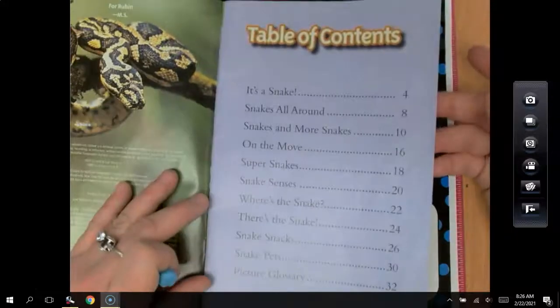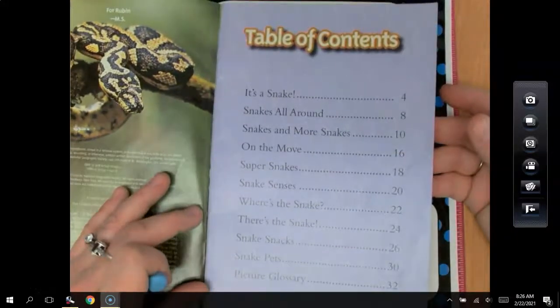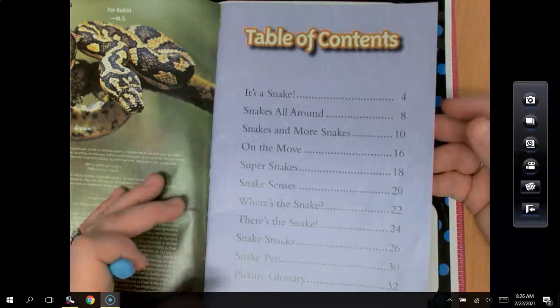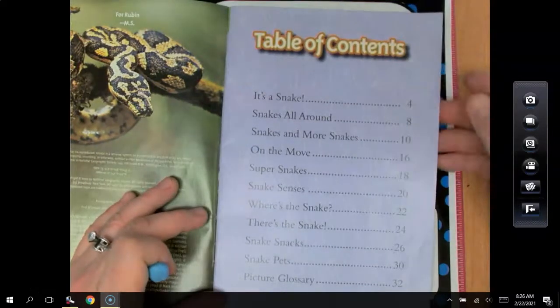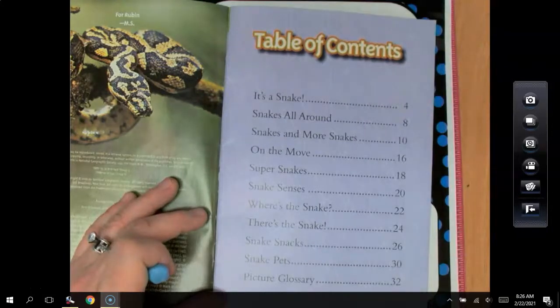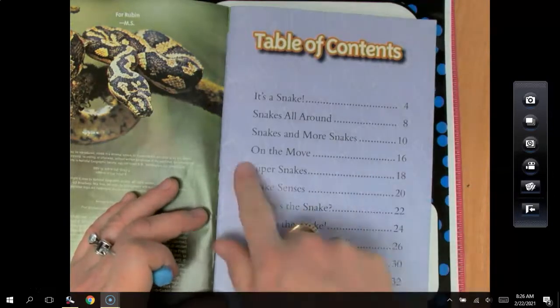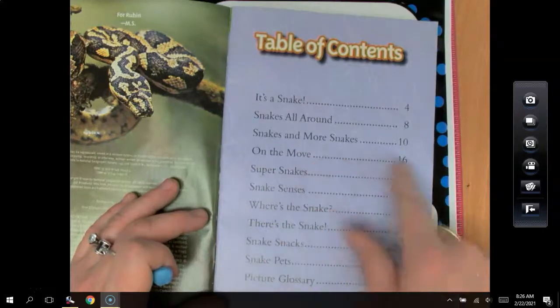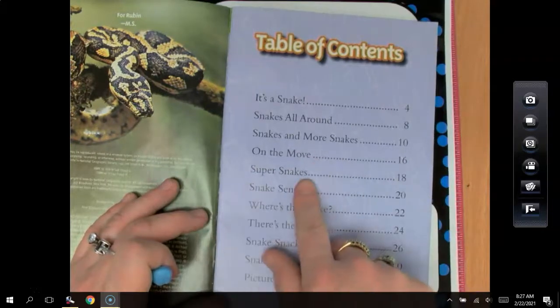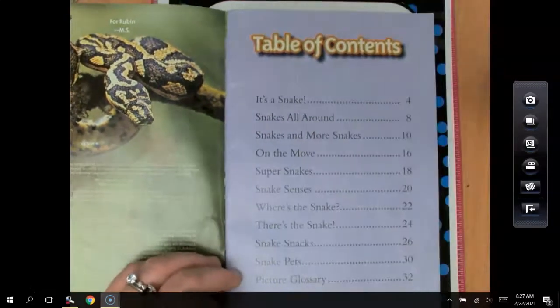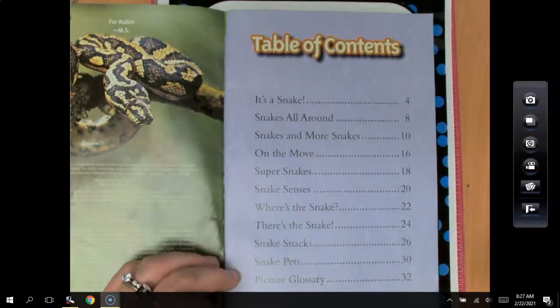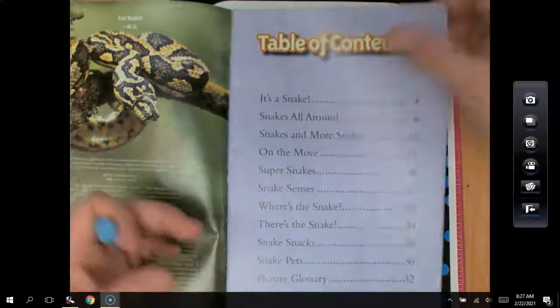Each heading or each chapter can have its own main idea and details because we're talking about something different. Although it's all about snakes, we're talking about the different parts of the snake or the different things that a snake does. For instance, on page 16, I have On the Move. Page 18, I have Super Snakes. Page 20, I have Snake Senses. All of those different chapters are going to tell me something different about the snake.